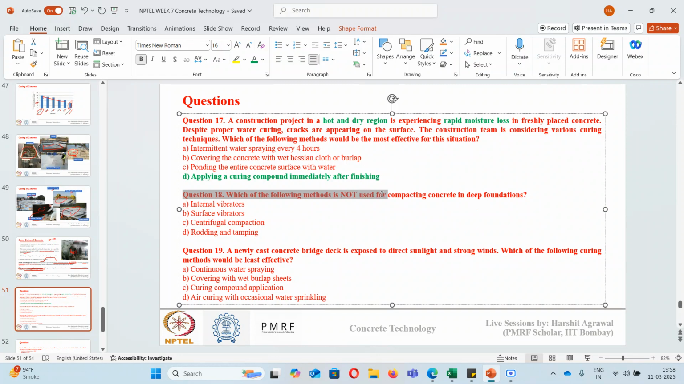Now question number 18: which of the following is not used for compacting concrete in deep foundations? So here the keyword will be deep foundation.